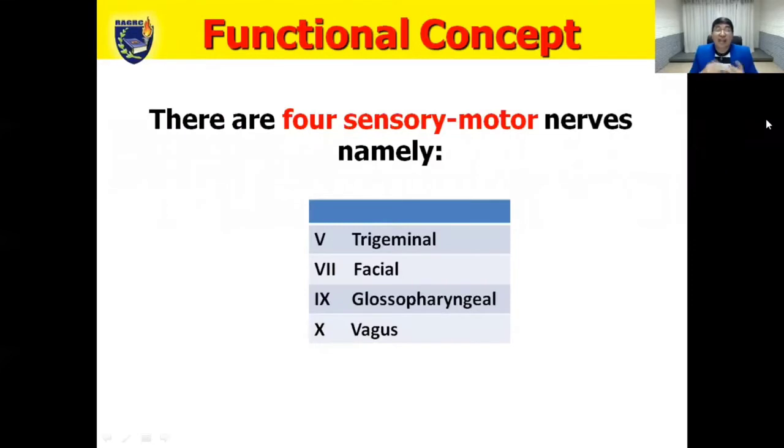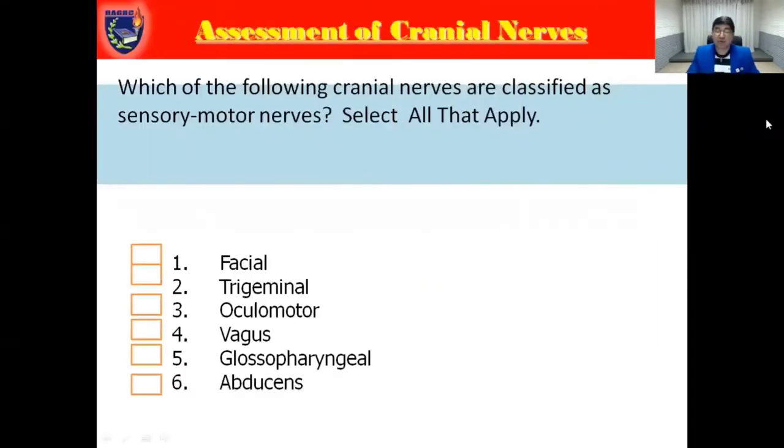Now, the last classification of cranial nerves would usually involve 4 sensory motor nerves, namely trigeminal, facial, glossopharyngeal, and vagus nerves. So these are cranial nerves 5, 7, 9, and 10, respectively. So let's figure things out.